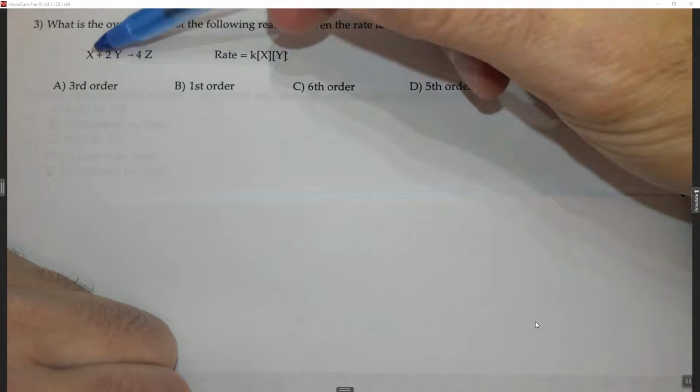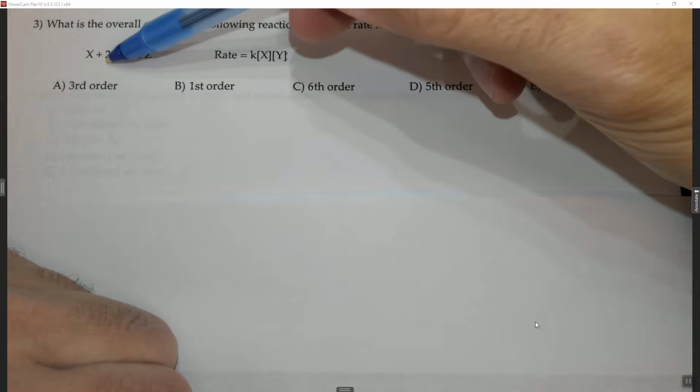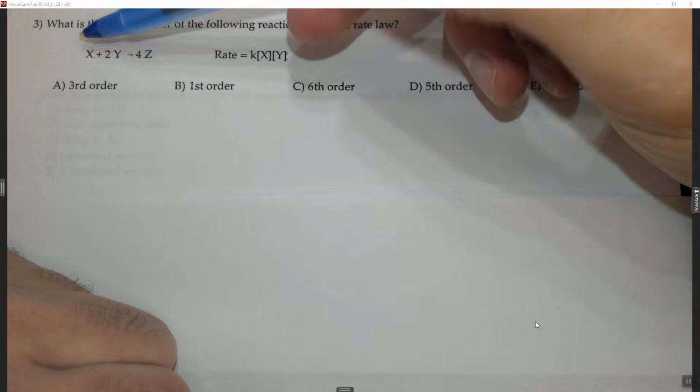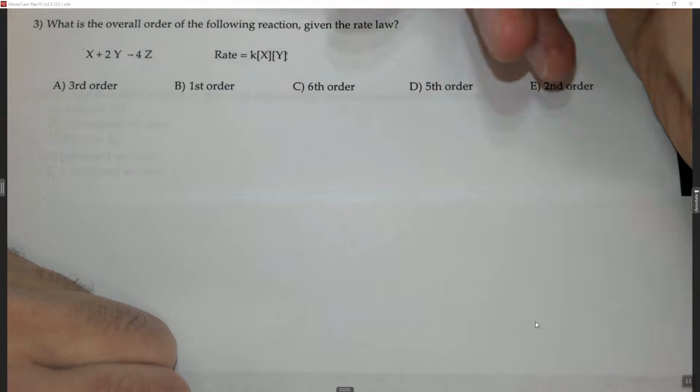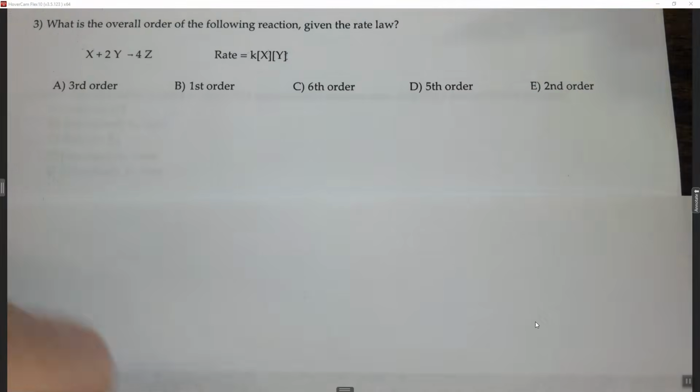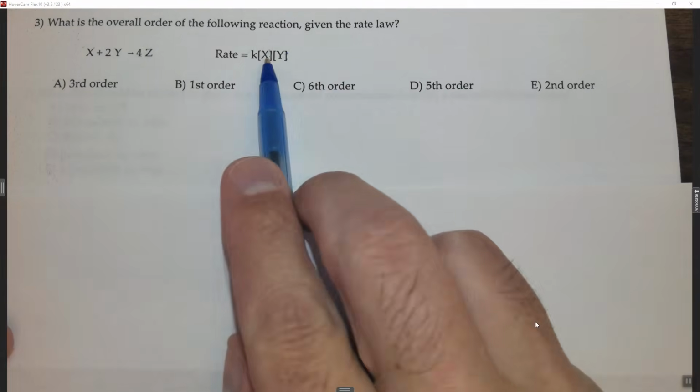Why are they not the stoichiometric coefficients? Because we don't know the mechanism of this reaction. So we need to experimentally determine how changing the concentration of X and the concentration of Y affects the rate of the reaction, or said another way, we need to learn something about the mechanism of the reaction in order to find the rate law.